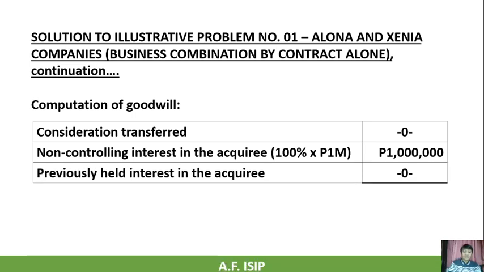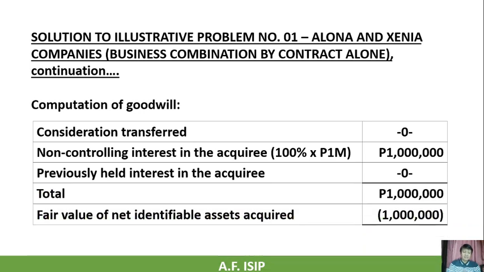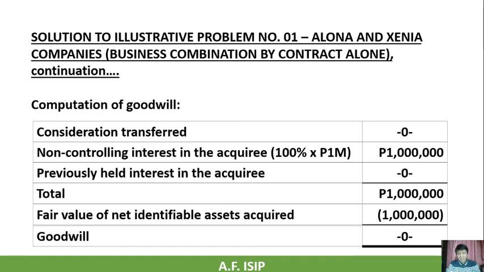There is no previously held interest in the acquiree because there is no previous investment by Alona. This is not a business combination by stages. So there is no previously held interest. So the total is 1 million, and the fair value of net identifiable assets acquired is also 1 million. Therefore, there is no goodwill.